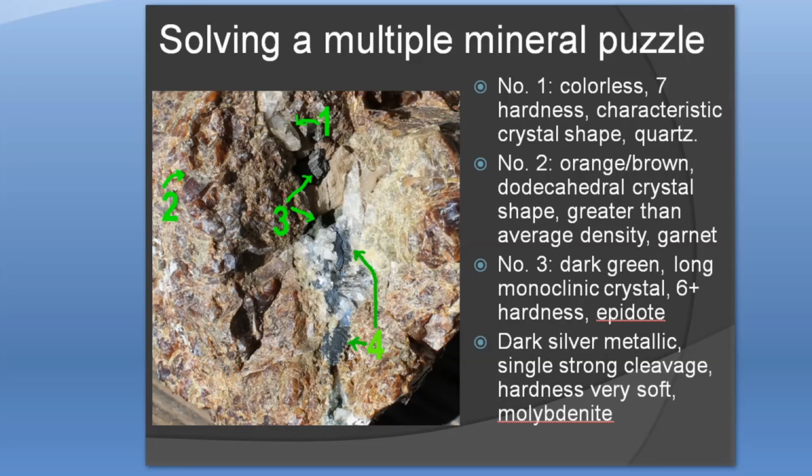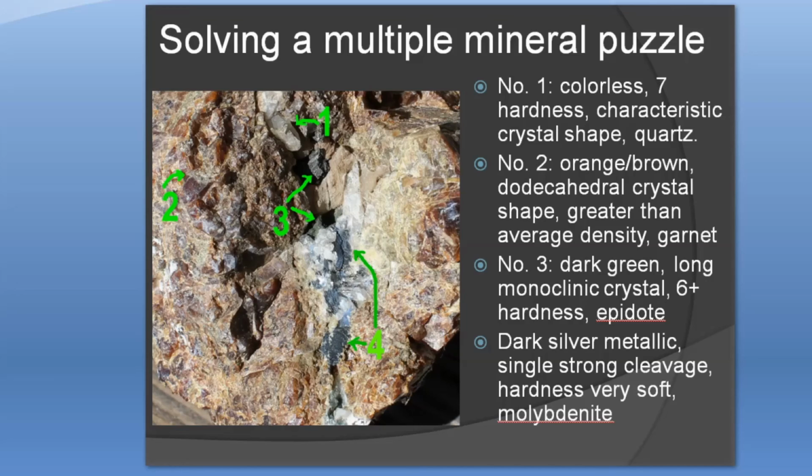So dark green, a long monoclinic crystal, so that's the crystal shape. It has a 6+ hardness, and although I didn't test the pieces in the picture there, I tested some other pieces on this hand specimen, and it is epidote, which is a mineral that commonly occurs with garnet. So it's a mineral association type of thing where you see garnet. It's not unusual to see epidote.